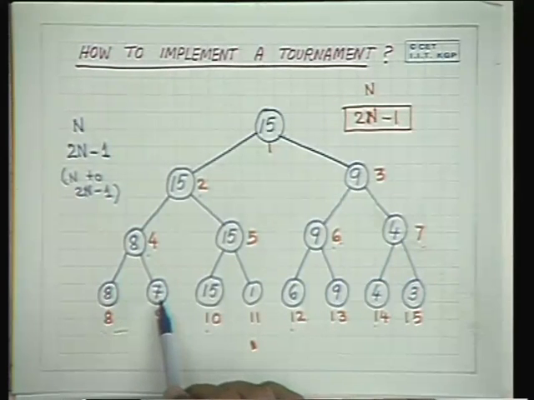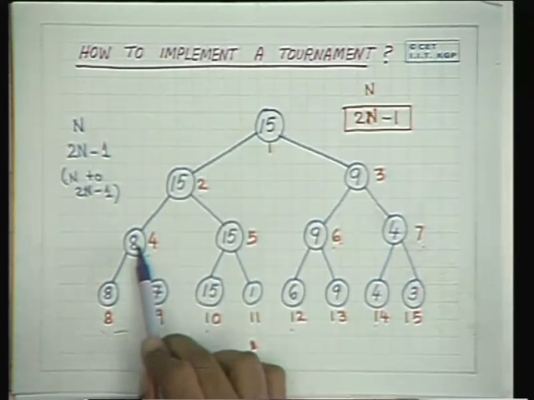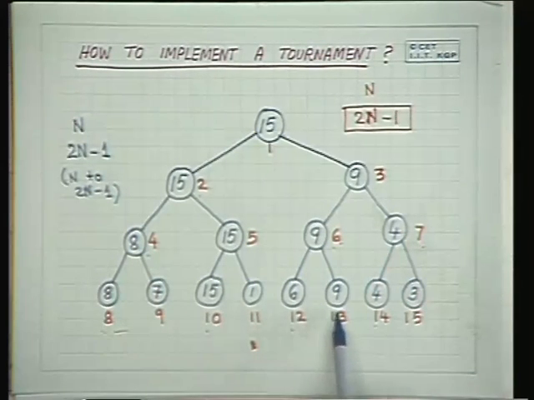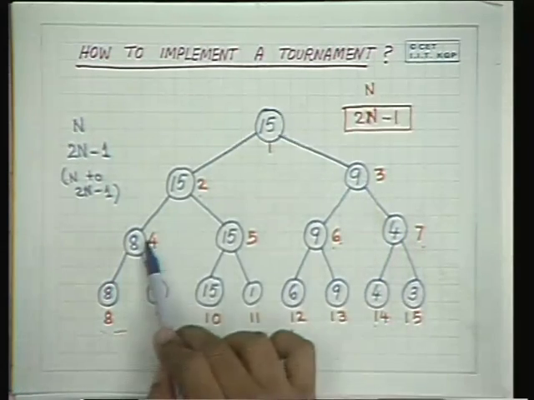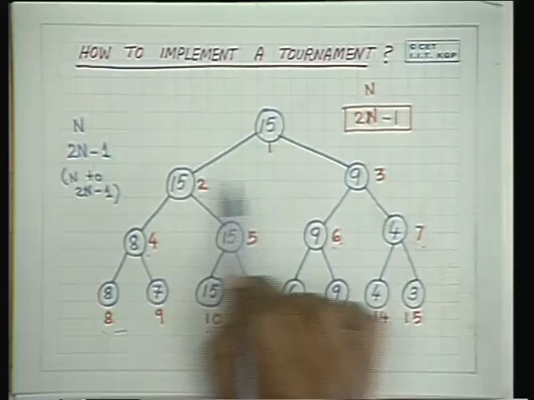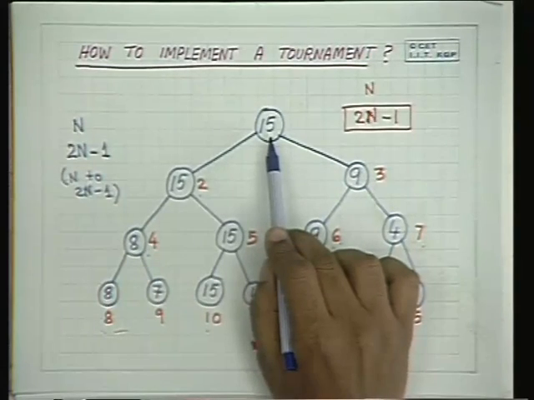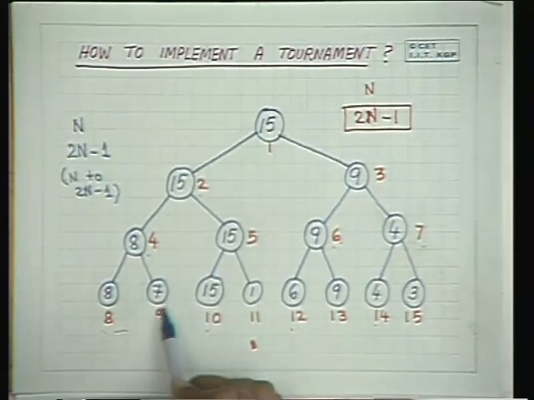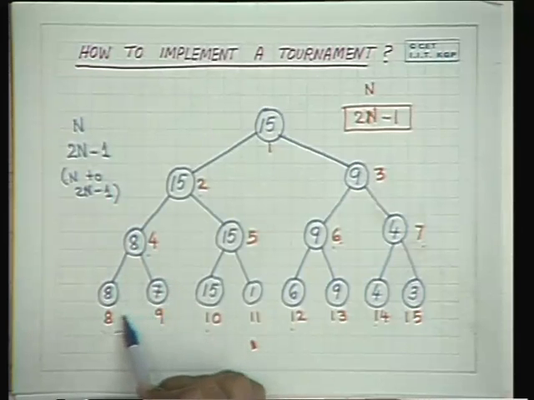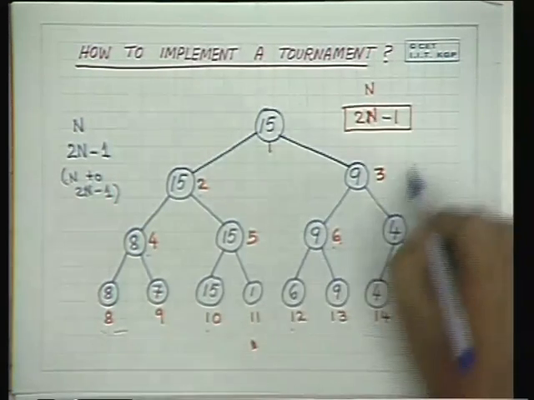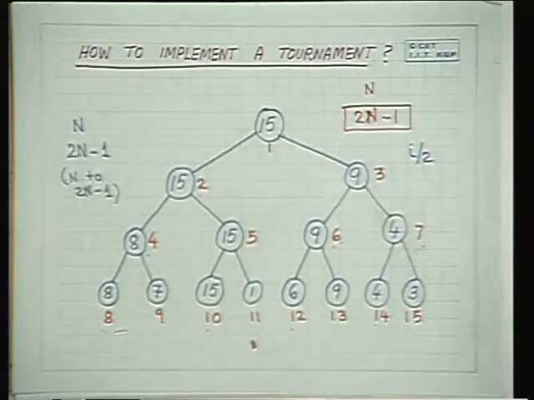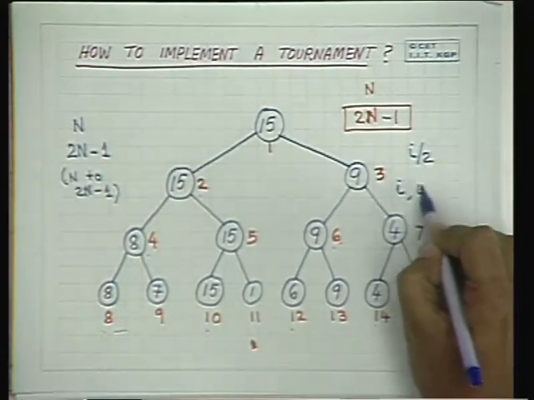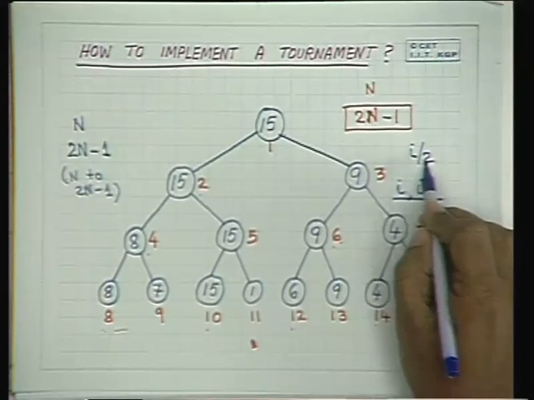Now the comparison would come as follows: 8 and 9 would be compared, and the larger one would be stored in 4, 10 and 11 in 5, 12 and 13 in 6, 14 and 15 in 7. Similarly, 6 and 7 in 3, 4 and 5 in 2, and similarly the comparison of 2 and 3 in 1. Therefore, the comparison of the ith and the (i plus 1)th indexed numbers would be stored in the i by 2 location, when we do integer division. So i and i plus 1 would be stored in i by 2.